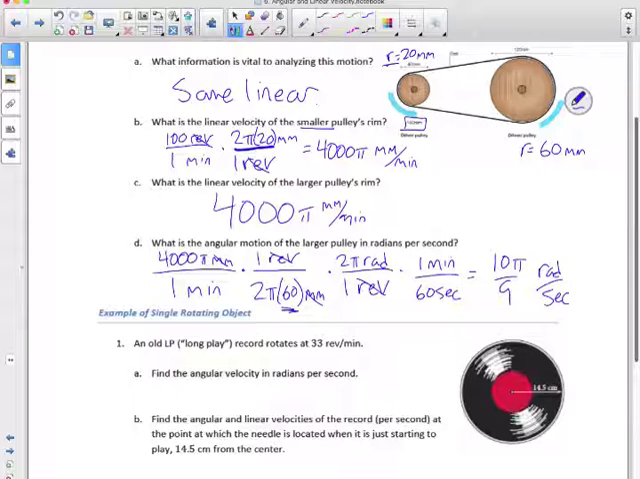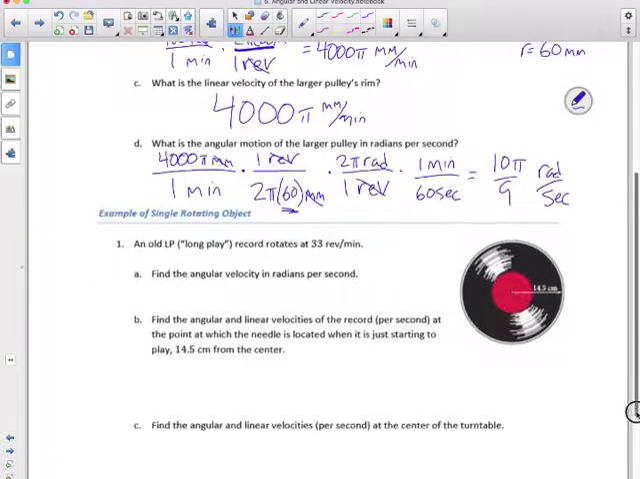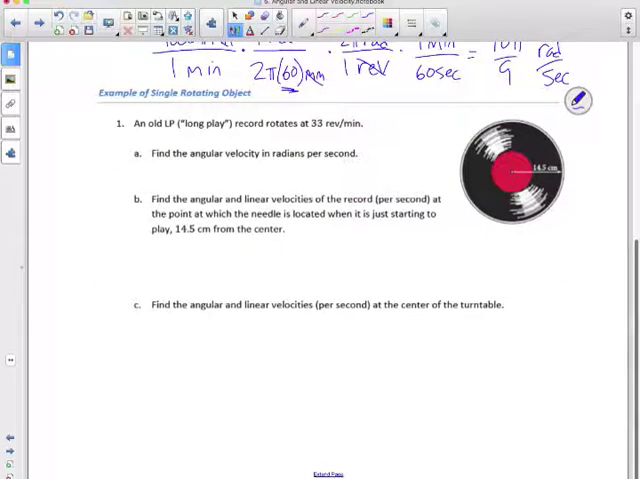Example 2, which is numbered 1 as well, is going to be an example of a single rotating object. So here I have an example of one. This is called an LP, which thankfully is even too old for me to know officially what it is, but it's essentially just a record. And it says that it's rotating at 33 revs per minute. So what I want to do now is convert that into radians per second.